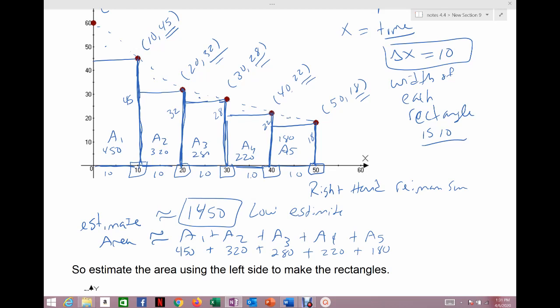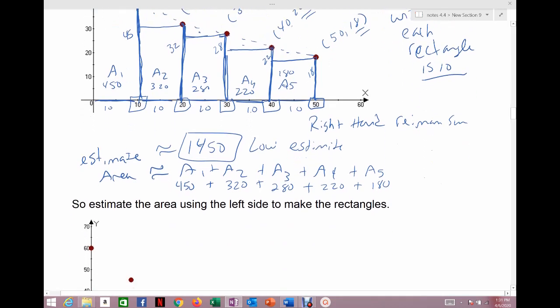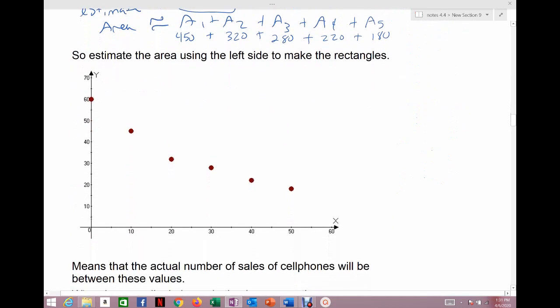So I'm going to draw rectangles now from the left endpoints versus the right. Now I'm going to estimate using what's called the left-hand Riemann sum. So remember, I'm going to write down my points so that you can see them here.